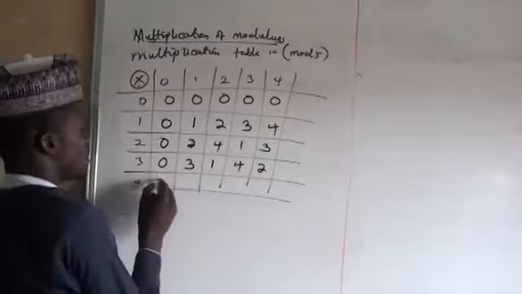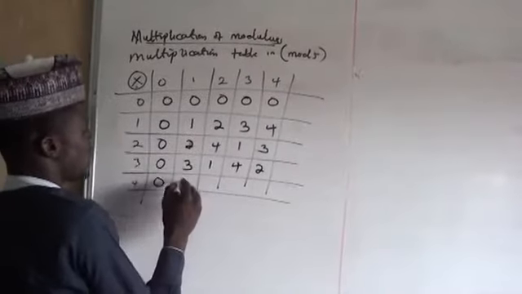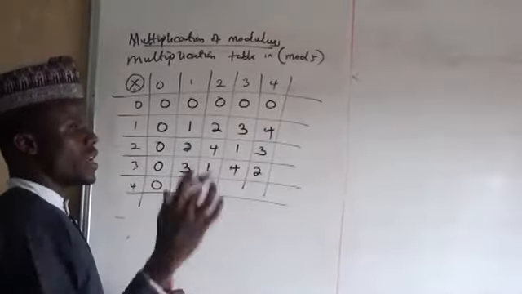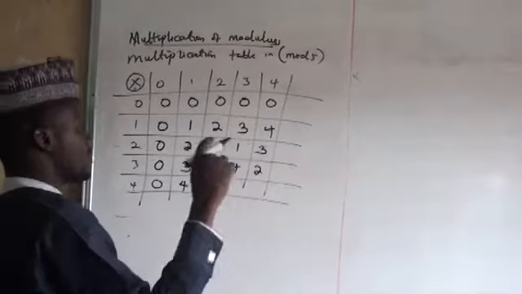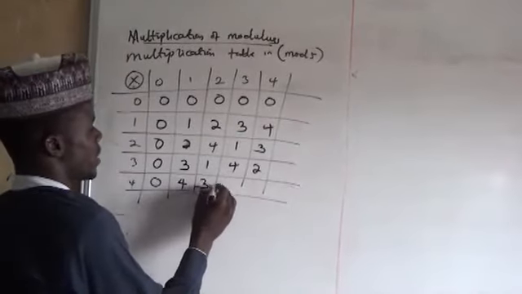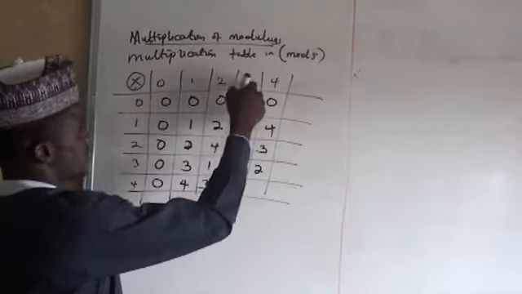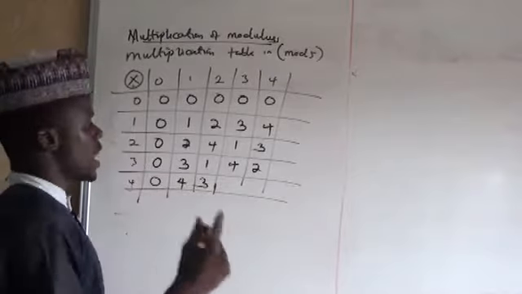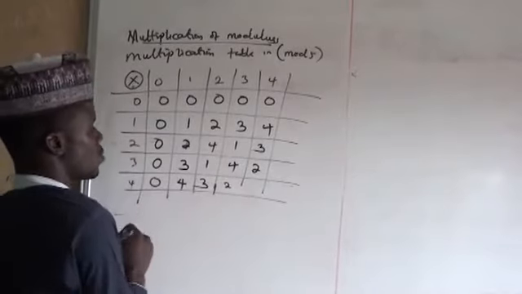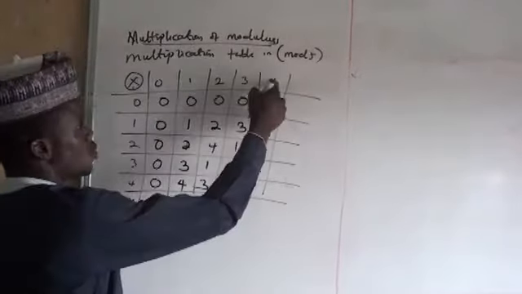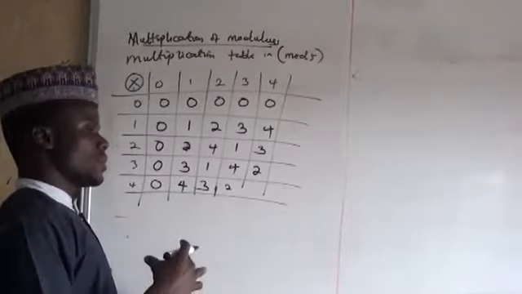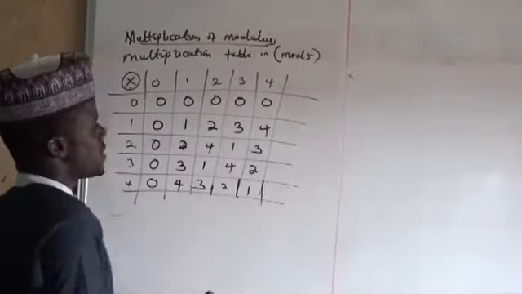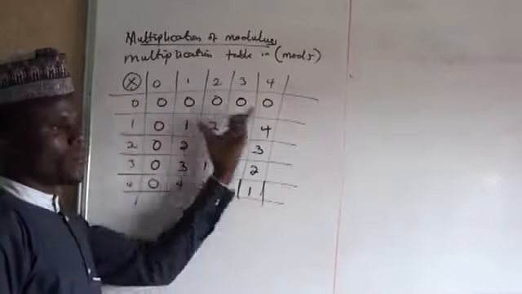Then 4 times 0 is 0, 4 times 1 is 4, 4 times 2 is 8, 5 into 8 is 1 remainder 3, so here we write 3. Then 4 times 3 is 12, 5 into 12 goes 2 times remainder 2, so here we write 2. Then 4 times 4 is 16. 5 into 16 goes 3 times remainder 1. So this is the table of multiplication.